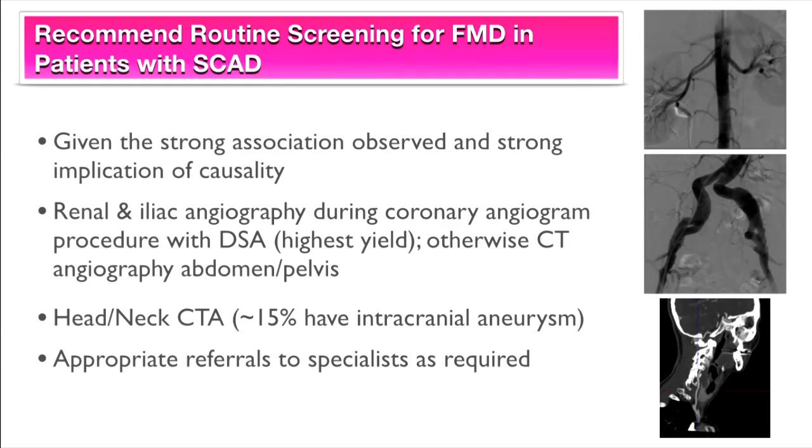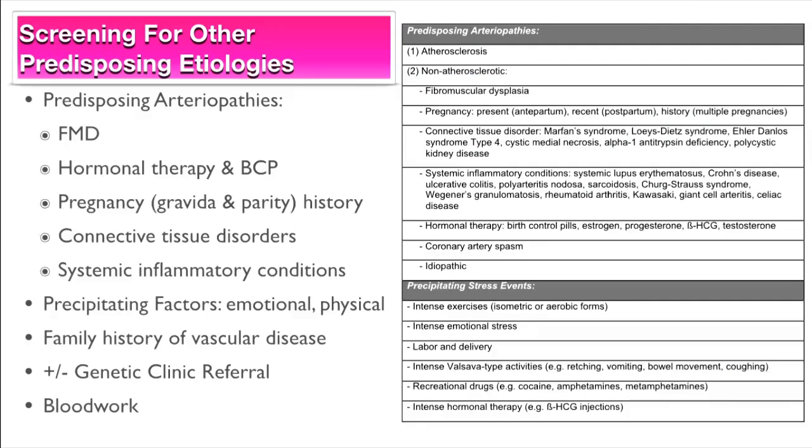In terms of the head and neck vasculature, we typically would do a CTA, and as we've shown, roughly about 15% of patients would have intracranial aneurysm and would require appropriate referrals to specialists as required. We would also screen for other predisposing arteriopathies, typically through patient history and questionnaires. And in very infrequent cases, we would refer to our genetic clinic.